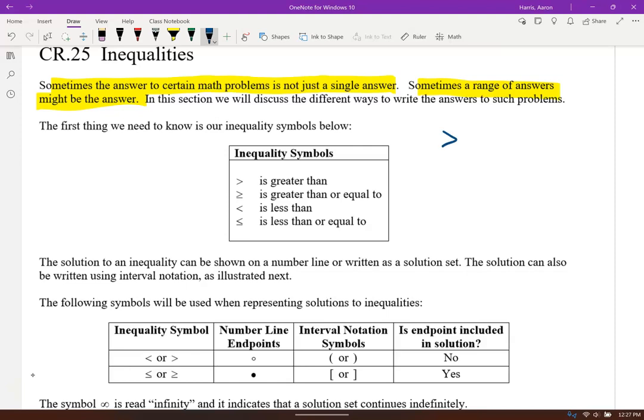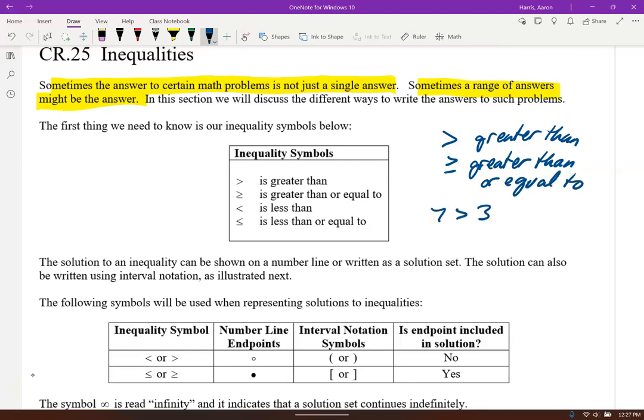So that would be your greater than symbol, right? That would be greater than or equal to. For example, 7 is greater than 3. That's true. 7 is also greater than or equal to 3. That's true. 7 is also greater than or equal to 7. That's true also, right? Because it can be or equal to. Is 7 greater than 7? And you would say false, right?